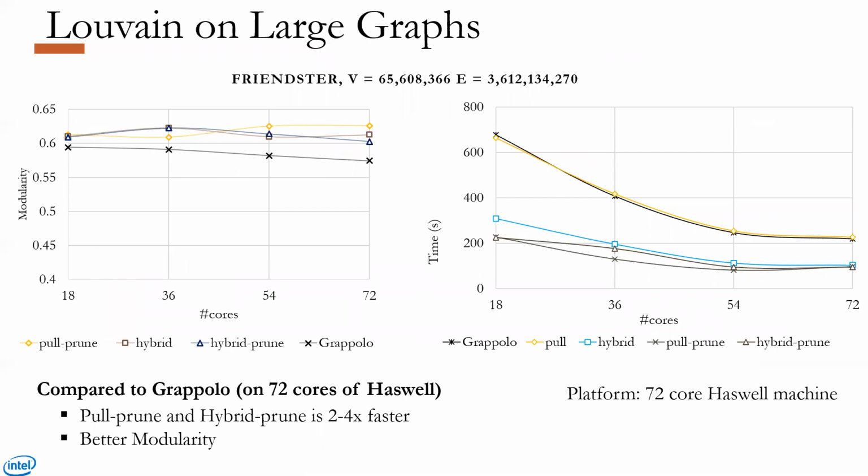Now let's look into a large real-world graph, the Friendster graph containing 3 billion bidirectional edges. Our pool prune and hybrid prune algorithms are 2 to 4x faster than Grappolo while using the same number of cores and have better modularity values.